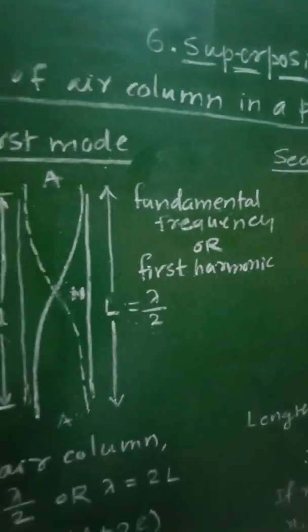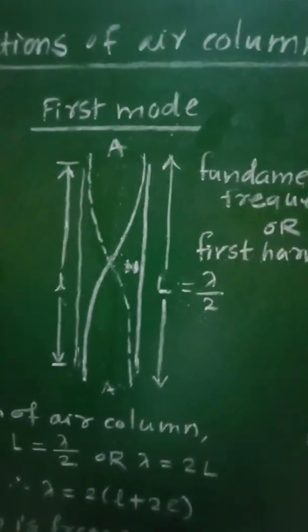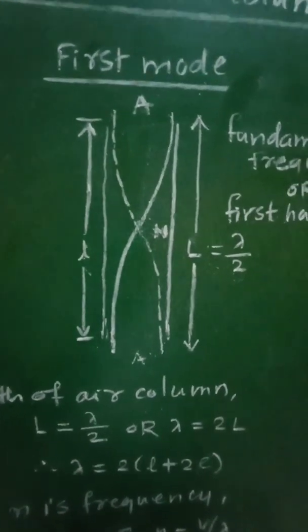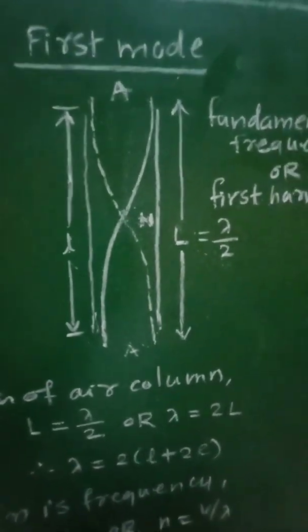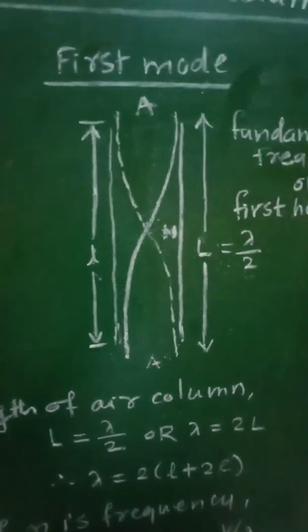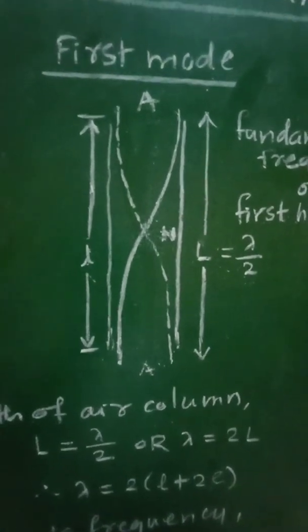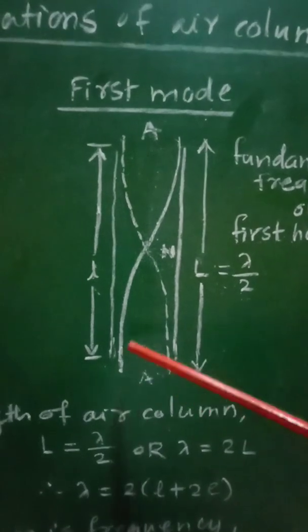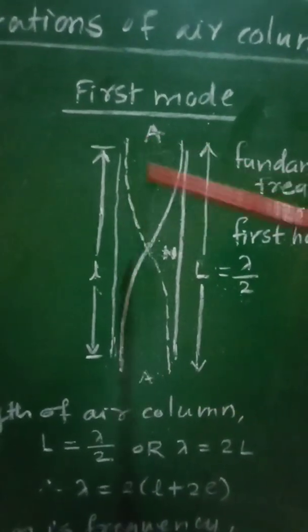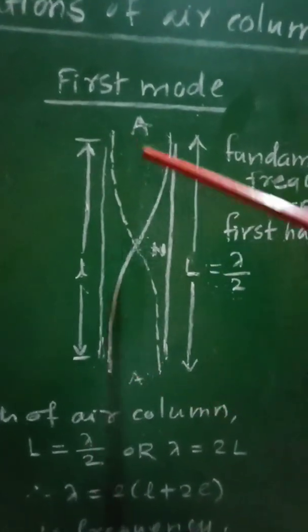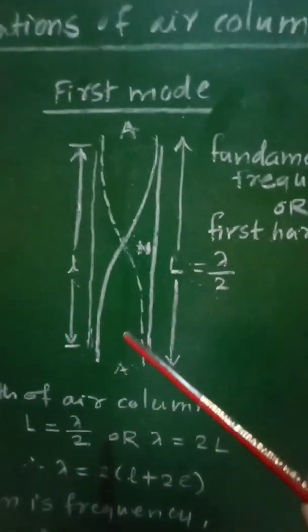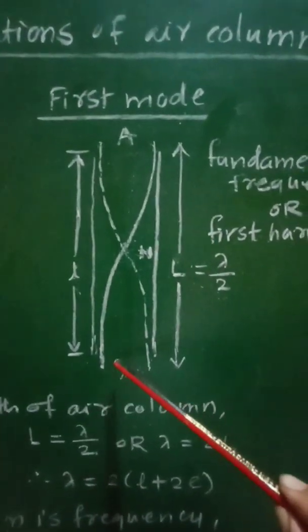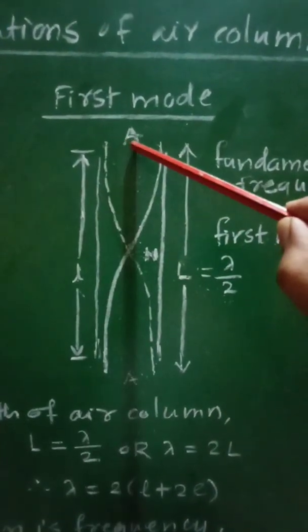So if the pipe is open at both ends, then when the air column is created inside it, the boundary condition which will hold good is that there will always be formation of antinodes at both open ends of that pipe.